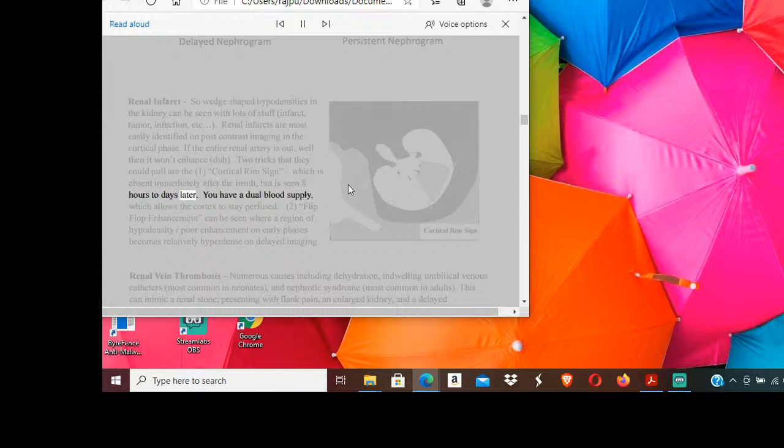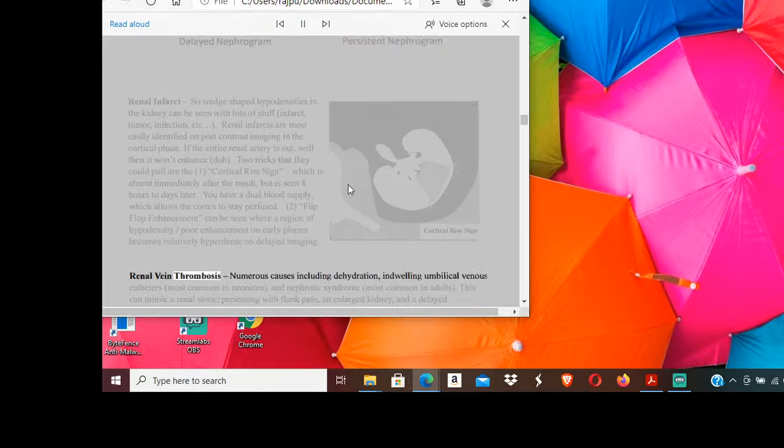You have a dual blood supply, which allows the cortex to stay perfused. 2. Flip-flop enhancement can be seen, where a region of hypodensity, or poor enhancement, on early phases becomes relatively hyperdense on delayed imaging. Persistent nephrogram.